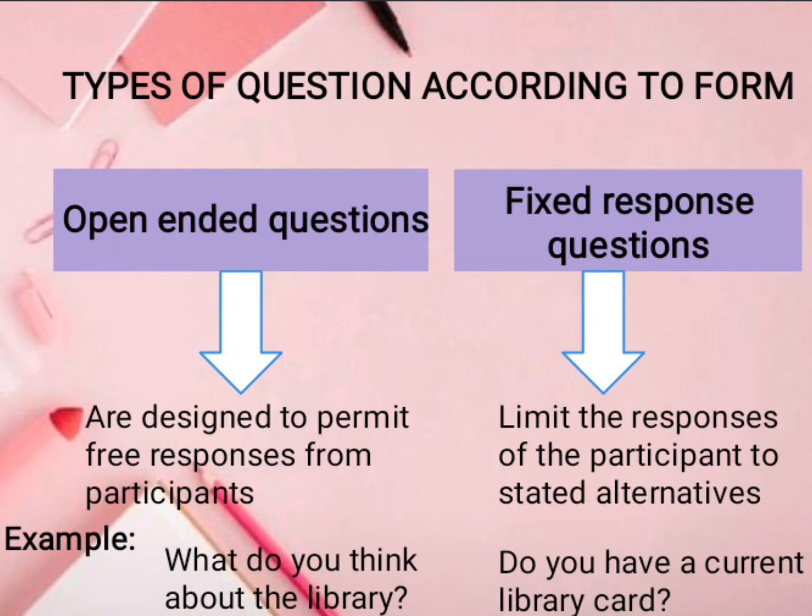On the other hand, we have the fixed response or structured questions, also known as closed questions. It limits the responses of the participant to stated alternatives. The possible responses may range from a simple yes or no, to a checklist of possible replies, to a scale indicating various degrees of a particular response. An example of a fixed response question is: do you have a current library card?